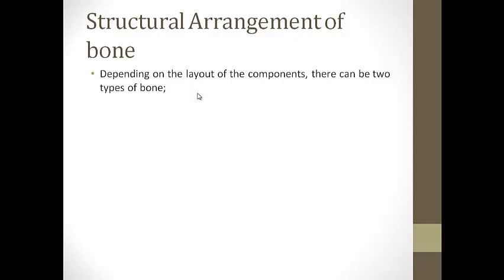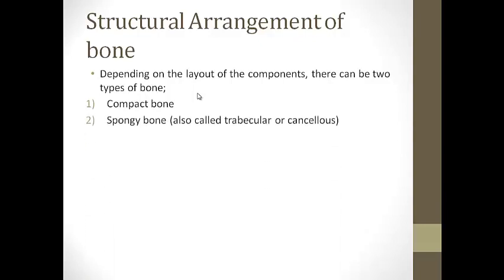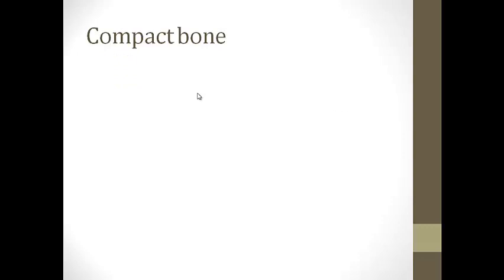So depending on the layout of the components, there can be two types of bone. We have what we call compact bone, and we have spongy bone. And spongy bone is also referred to as trabecular bone. It's also referred to as cancellous bone. So any of those three terms mean the same thing. Okay, so let's take a look at compact bone first.